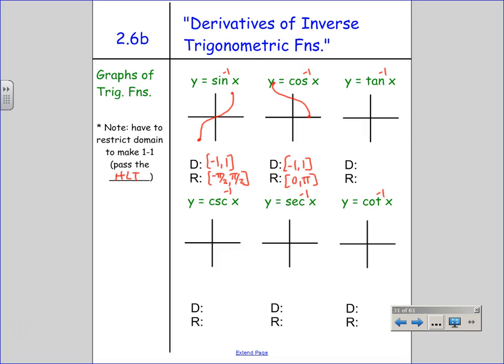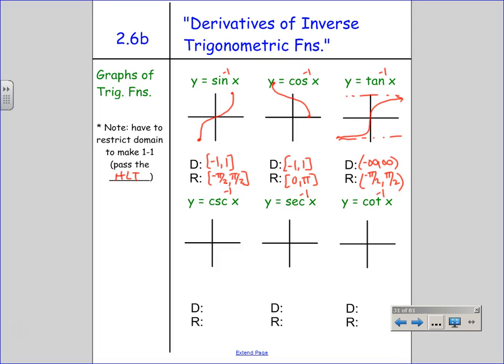Tangent inverse. We actually have him on our basic graphs. He's one tangent that's been flipped, and his domain is negative infinity to infinity, forever. But his range is negative pi over 2 to pi over 2. Open intervals because he has vertical asymptotes. Well, he had vertical asymptotes. Now he has horizontal asymptotes.